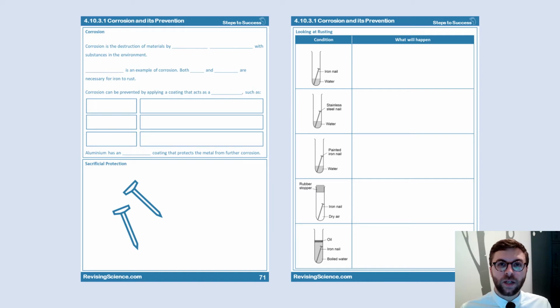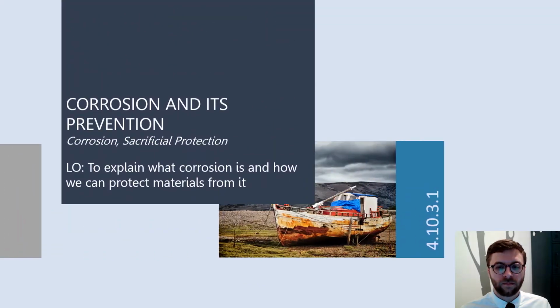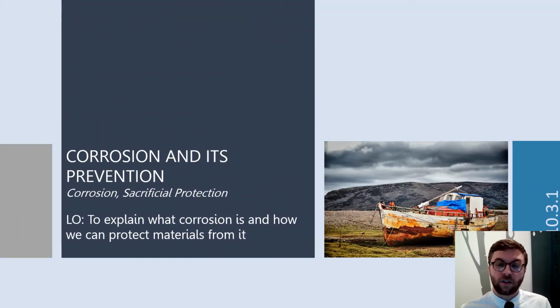For this lesson, we're going to be using pages 71 and 72 in our booklets. We're going to go through some of the content and theory on page 71, and then you're going to have a look at page 72 to see if you can think about what might happen. So our lesson is on corrosion and its prevention, and the key words that we're going to be looking at are corrosion and sacrificial protection. And throughout this lesson, we're going to explain what corrosion is and how we can protect materials from it.